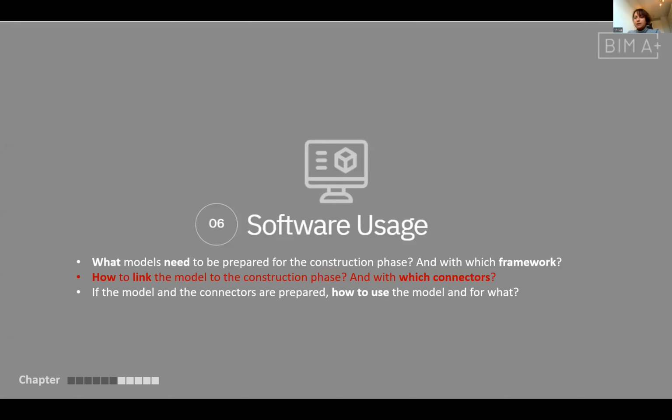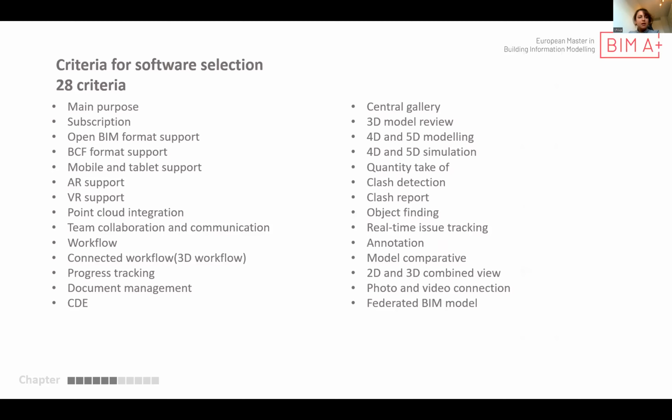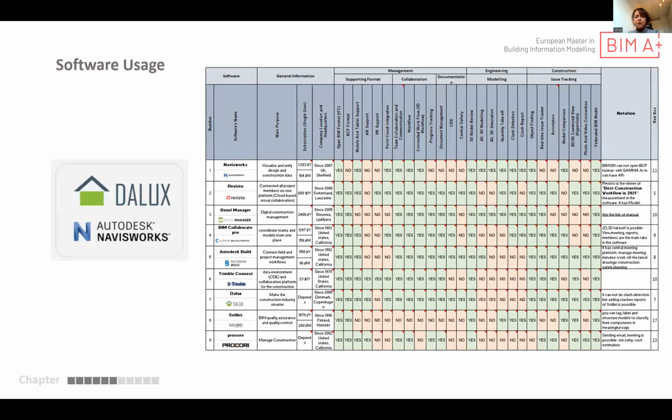The next part of my dissertation was software usage: how to link the model to the construction phase and with which connectors. I used 28 criteria for selecting the best software for my project. I don't want to go through each of them, but you can see the criteria. I researched deeply which software can do what and which one is better for my research. And finally, I used Dalux and Navisworks.